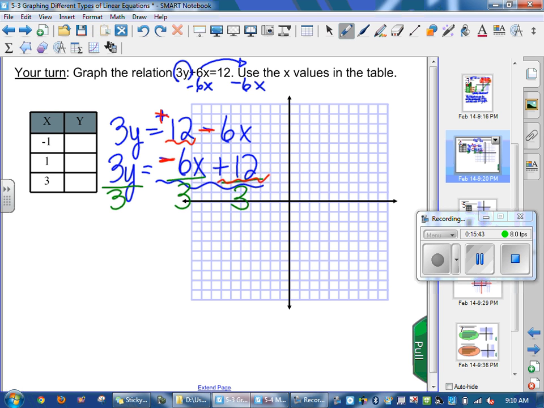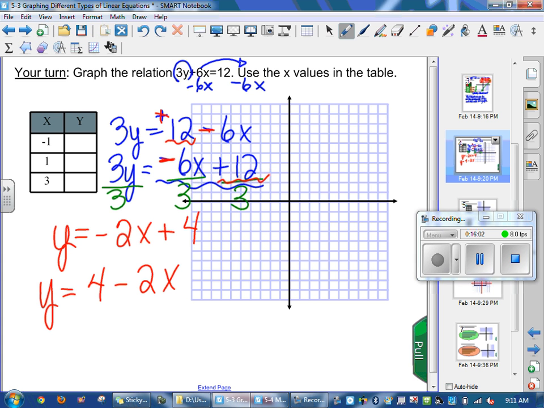So that means we now have an equation of y equals negative 2x plus 4. If you wrote it the other way, you would have y equals 4 minus 2x. They mean the same thing. Okay? And now we can graph it, and now we can figure out our table of values. So again, we're going to use our equation: 4 subtract 2 times the number. That's going to help us solve for the missing y numbers in our table of values.